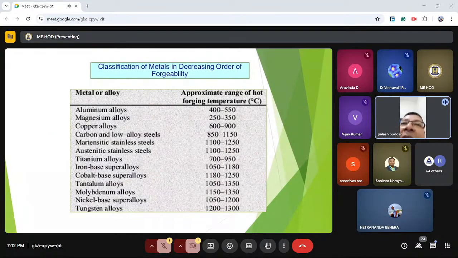Now we'll go for the classification of metals in decreasing order of forgeability. Metals and alloys: aluminum alloys, forging temperature 400 to 550 degrees centigrade. Magnesium alloys, 250 to 350 degrees centigrade. Then copper alloys, 600 to 900. Carbon and low alloy steel, 850 to 1150. Then tungsten alloys, 1200 to 1300 degrees centigrade. Next, please.